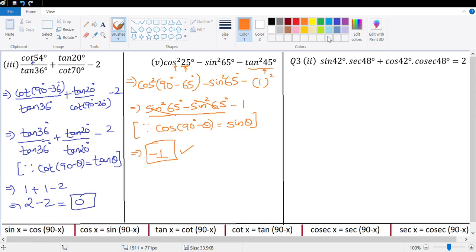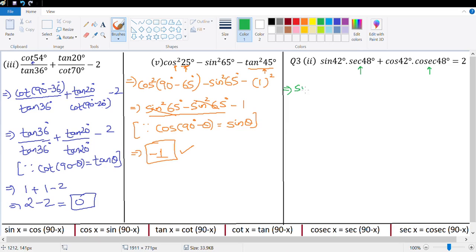Let's look at the last question for this video. This is question number 3, part 2. It says show that sine 42 degree into sec 48 degree plus cos 42 degree into cosec 48 degree is equal to 2. So let's convert sec into cosec, and let's convert cosec into sec. And again I notice 42 and 48 are complementary.